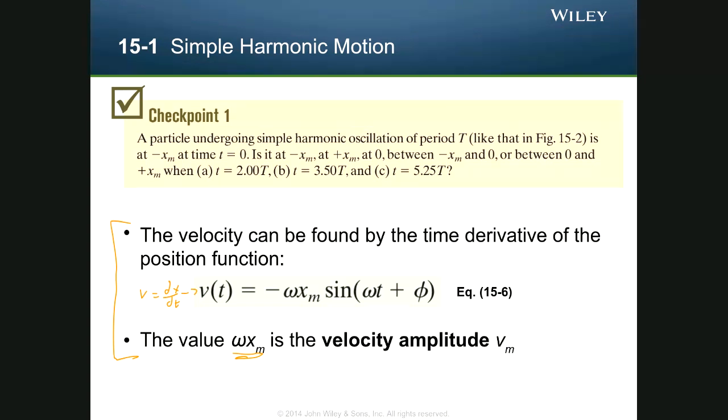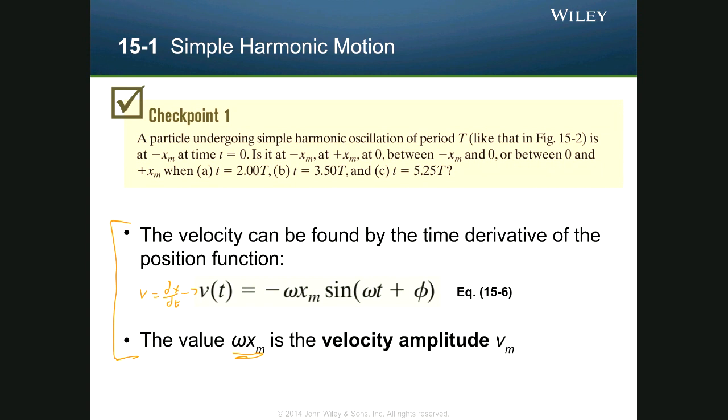Okay, so let's look at our checkpoint and see if we can figure out some simple stuff here. A particle undergoing simple harmonic motion of period T, as we just saw, is at minus x_m at t equals 0. Is it at minus x_m, at plus x_m, or 0, or between negative x_m and 0, or between 0 and plus x_m when t equals 2 times the period, 3.5 times the period, and 1.5 times the period?